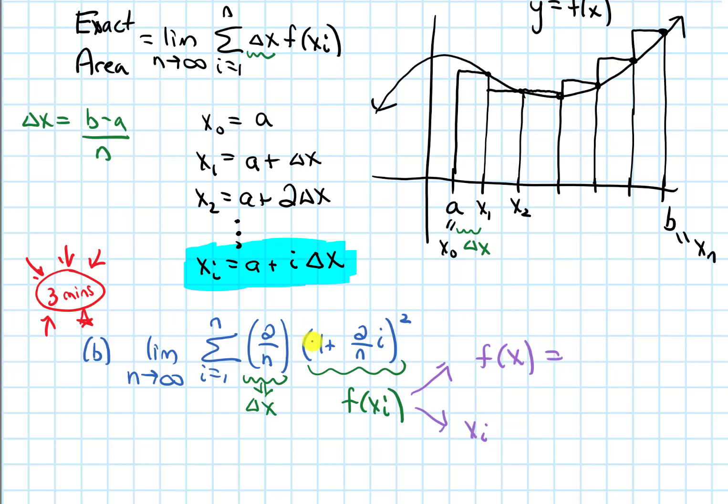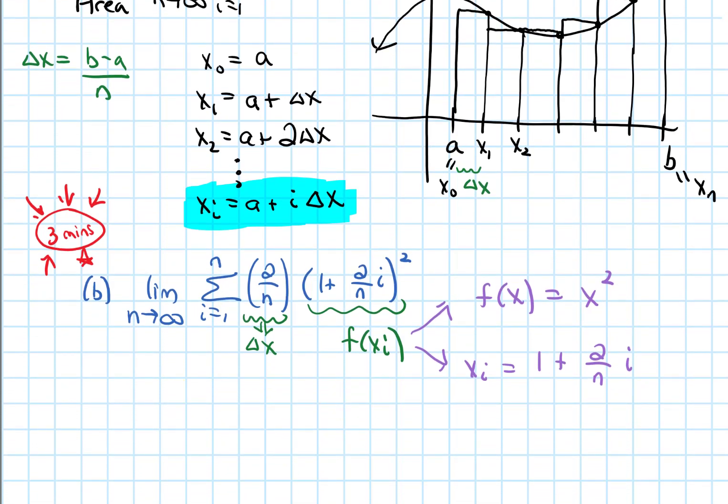Looking at this, it seems to be something squared, so maybe the underlying function is x squared. And then the x sub i, the thing that's getting plugged into the x, looks like 1 plus 2 over n times i. If I compare that to our formula for x sub i, a plus i times delta x, this looks like the a, and the 2 over n looks like the delta x. So we have a plus delta x times i. At this point we have the delta x, the a, and the function; we just need the value of b.